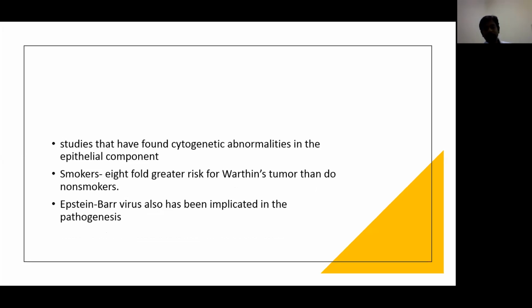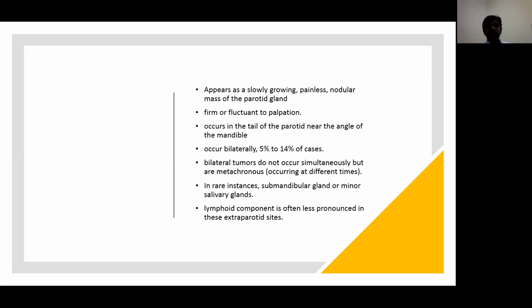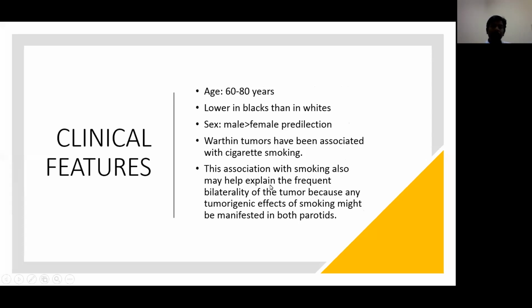When you do the FNAC or biopsy, you will get to know that it is Warthin's tumor. This is also a slow-growing tumor, a painless nodular mass, firm in consistency, and 5 to 14% of tumors can have a bilateral presentation. There is always a lymphoid component.